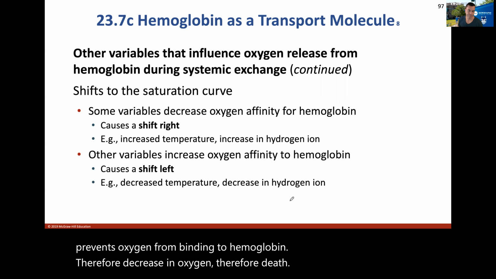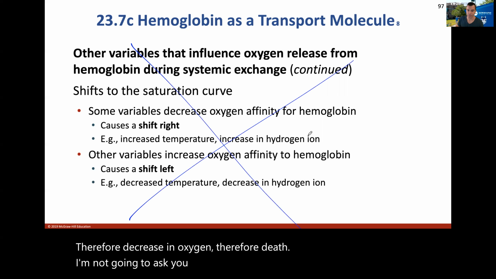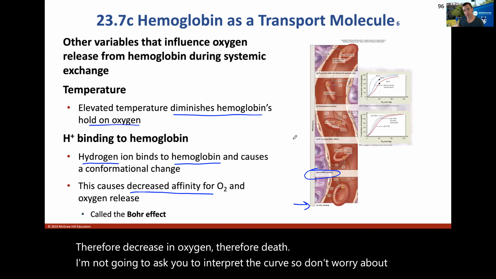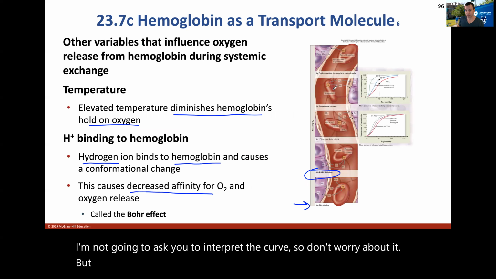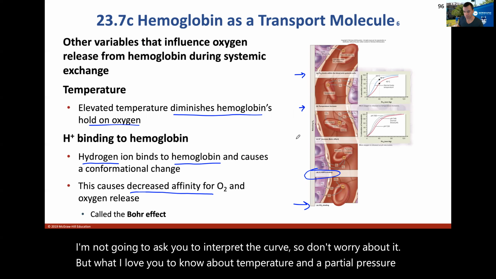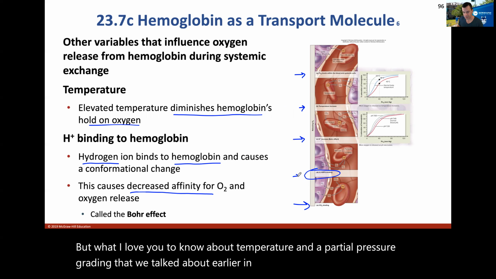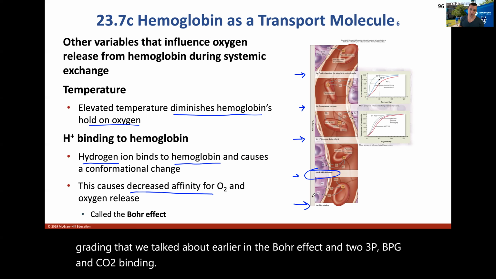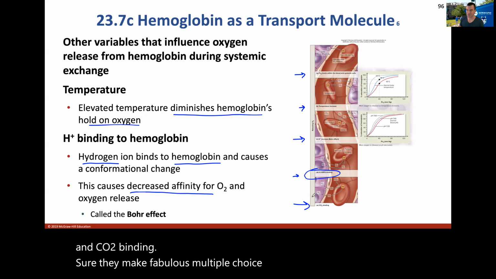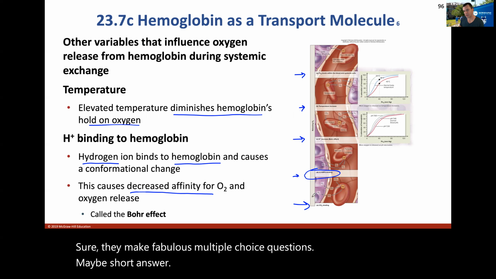I'm not going to ask you to interpret the curve, so don't worry about it. But what I'd love you to know about temperature and the partial pressure gradient that we talked about earlier, and the Bohr effect and 2,3-BPG and CO2 binding, sure, they make fabulous multiple choice questions. Maybe a short answer, but I don't know how I'm doing it this semester.